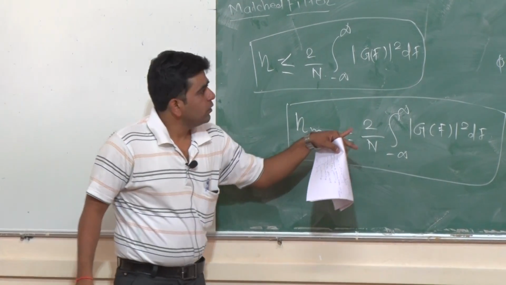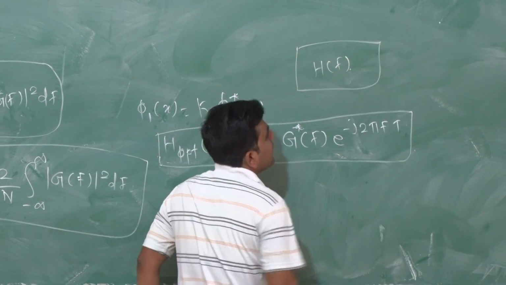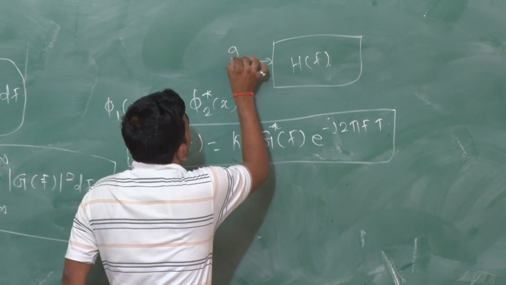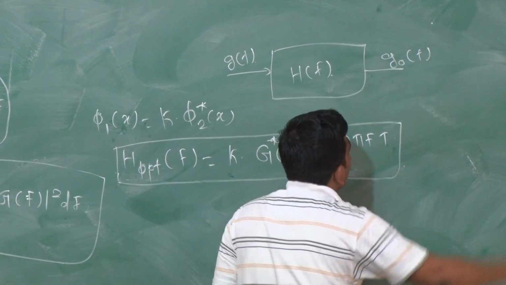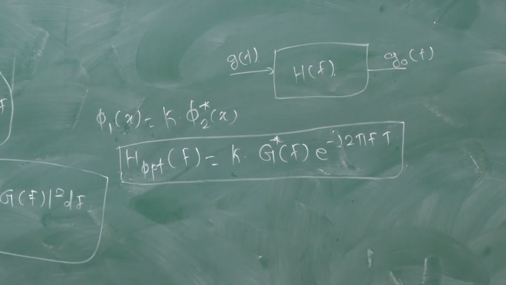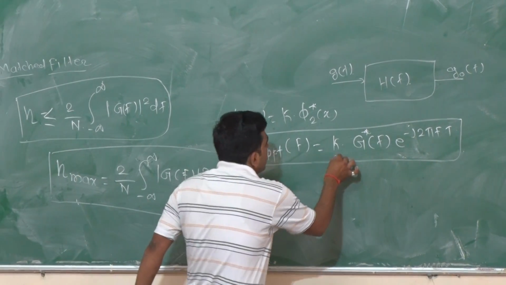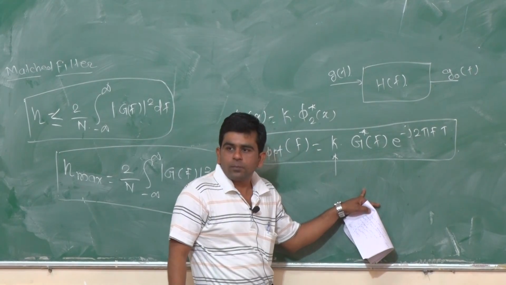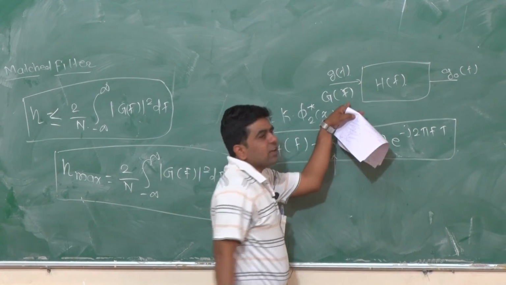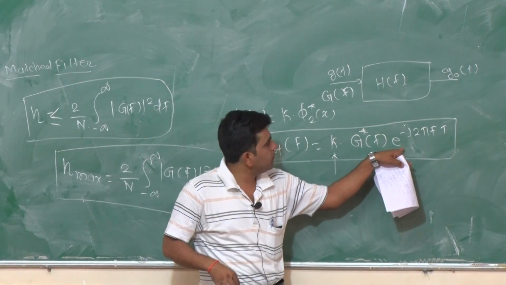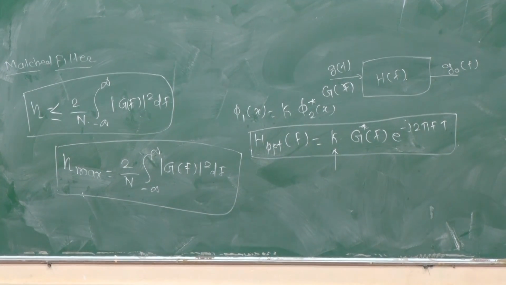Do you get it? Whatever filter we have to design, with a response H of f, the input to this is your G of t, the original signal, and the output we will get is z naught of t. So what should be the filter response? H of f should be k, an arbitrary constant, multiplied with the complex conjugate of your input signal G of f, multiplied with e raised to minus j 2 pi f t. Then and only then will we get the maximum output signal to noise ratio.